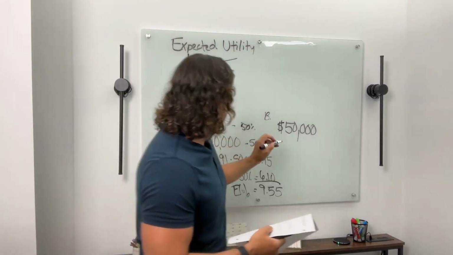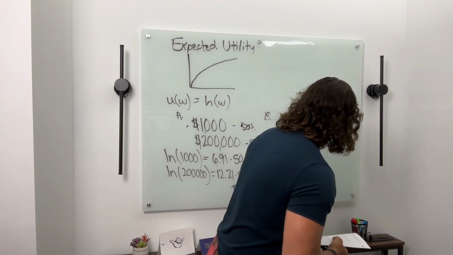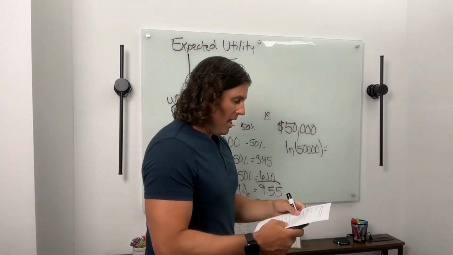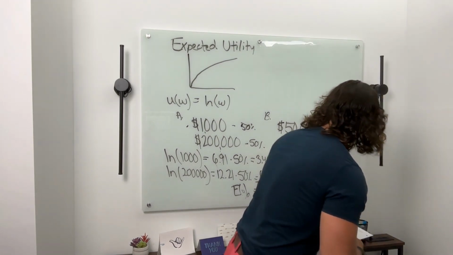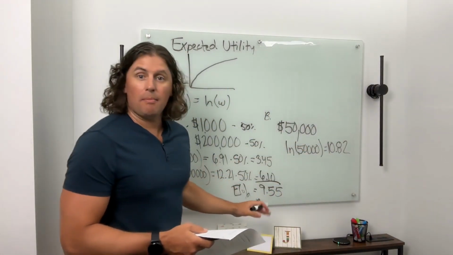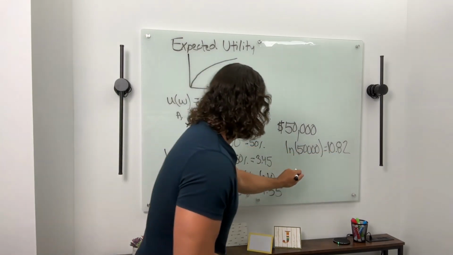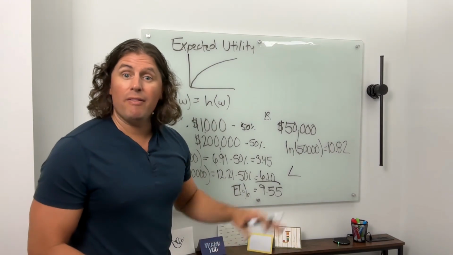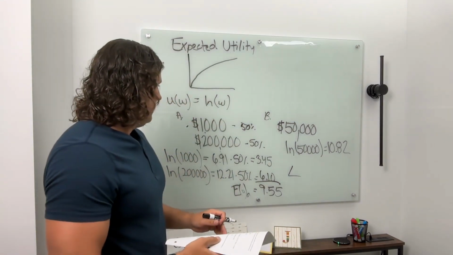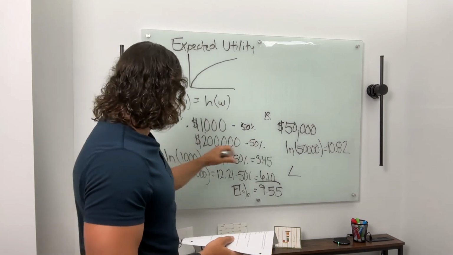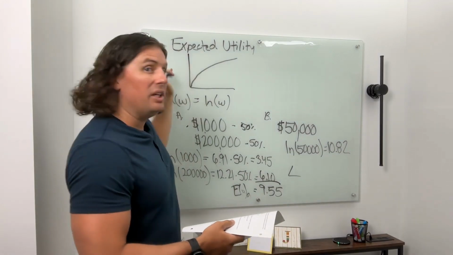Next, we're going to do the same thing. It is the natural logarithm of 50,000. And then that gives us 10.82. Now we become expected utility maximizers. And of course, 10.82 is greater than 9.55. And we are going to take the bank's offer. And so that's how we can use this expected utility function in order to make more reasonable real life decisions.